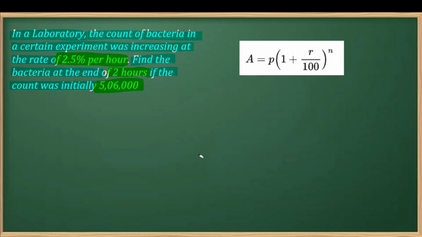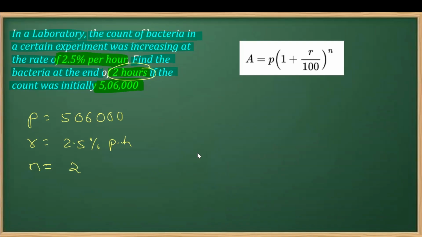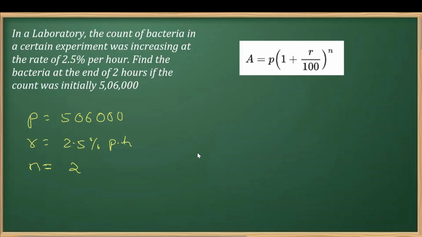So here P is the initial count of the bacteria, and we can see that P over here should come as 506,000. And the rate of interest should be taken as 2.5%, and this is per hour, right? And further, n stands for the number of terms, or in this case, n will count as 2, because the rate is per hour. Therefore, n should be the number of hours, which is 2 in this case. And what we have to calculate here is the value of A in this case.